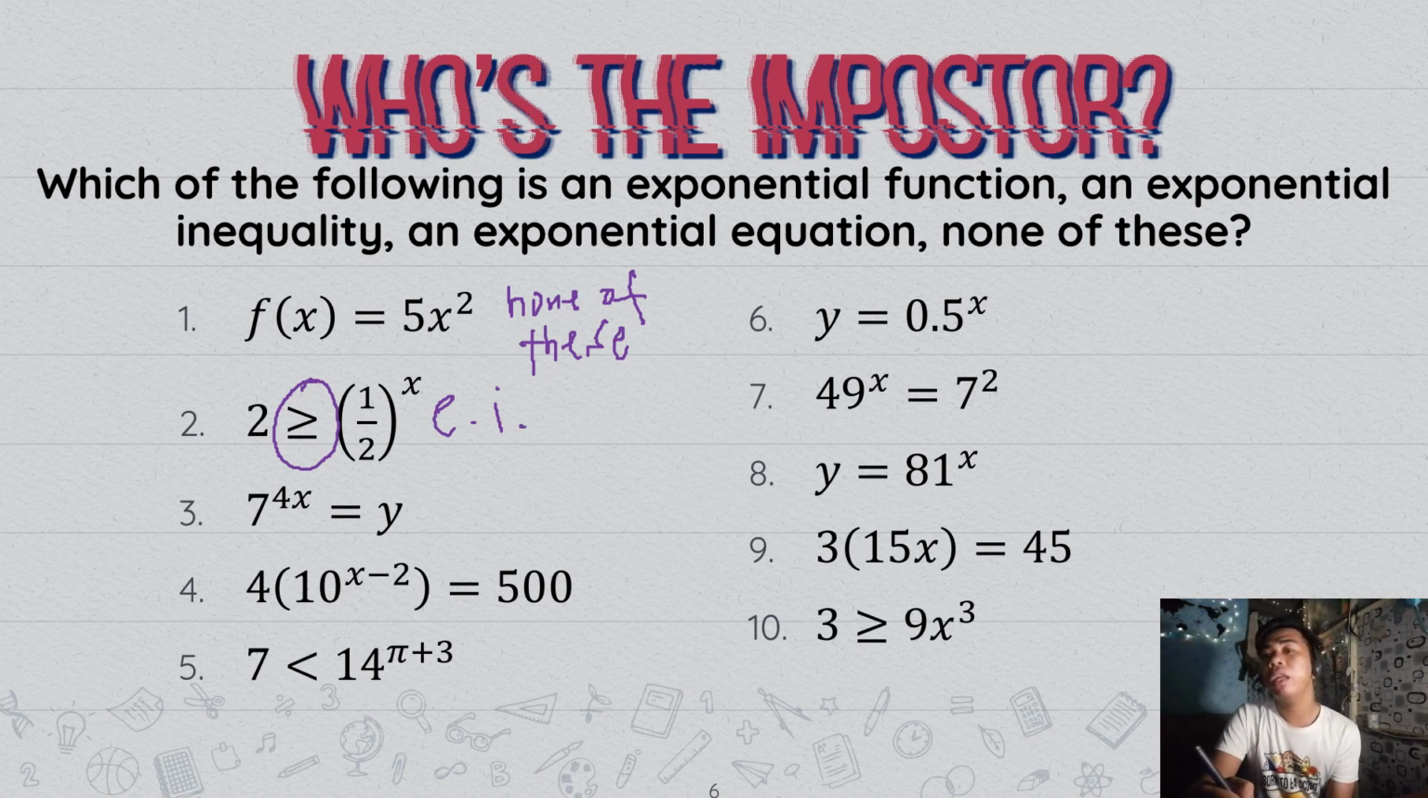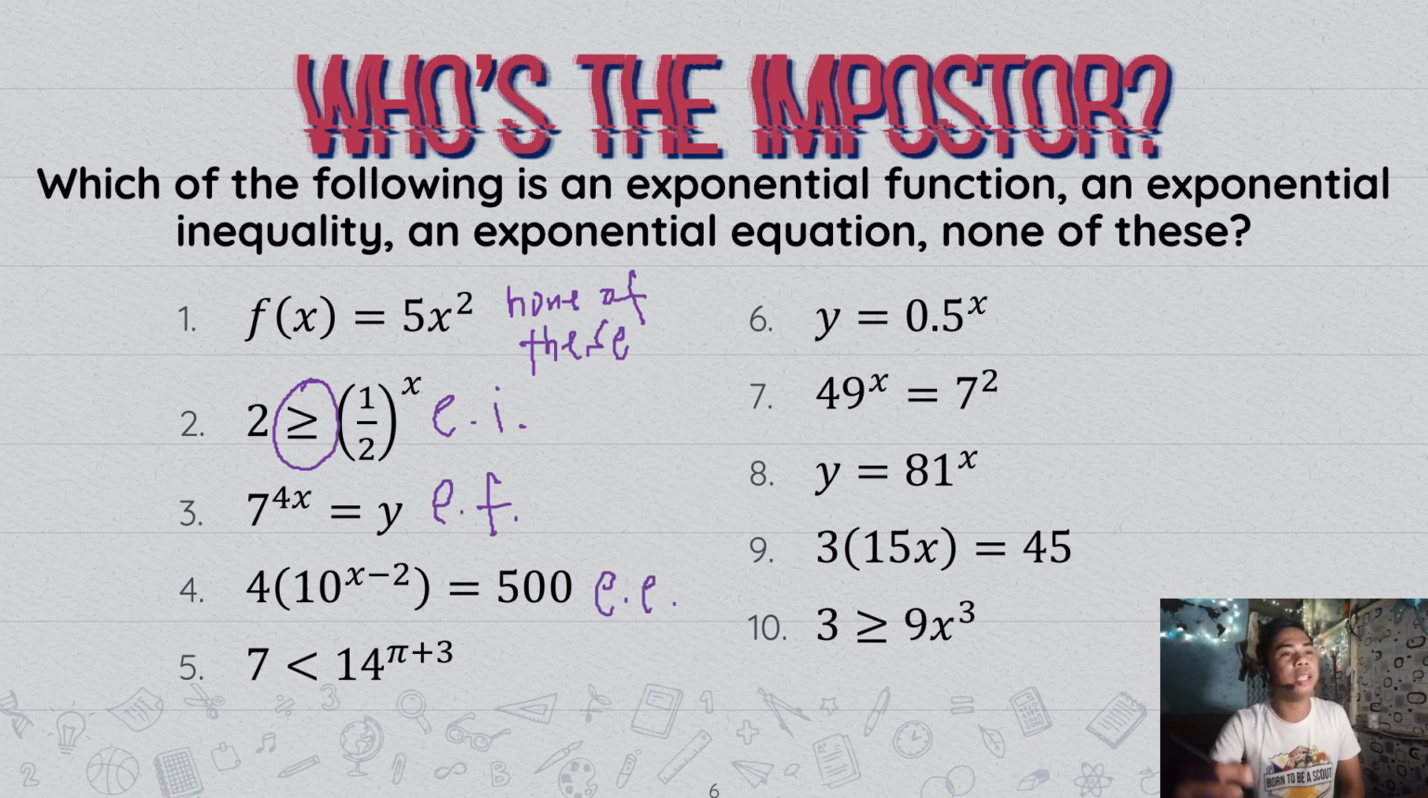Number 3 uses y. So y, it can be an exponential equation. But since it uses y, which is a function of x, this is an exponential function. Next, we have 4 times 10 raised to x minus 2 equals 500. Correct. That is an exponential equation.